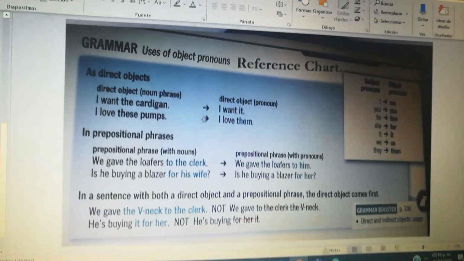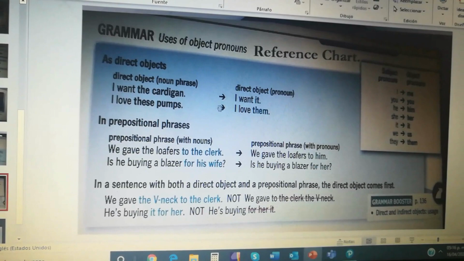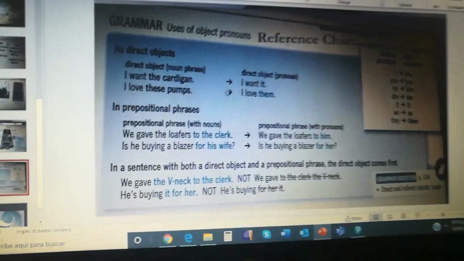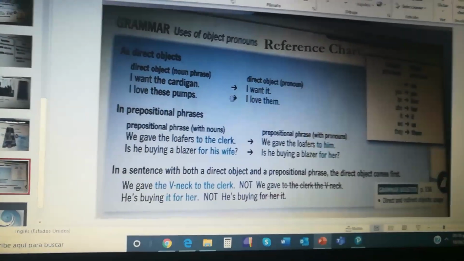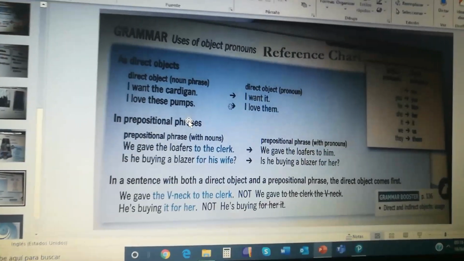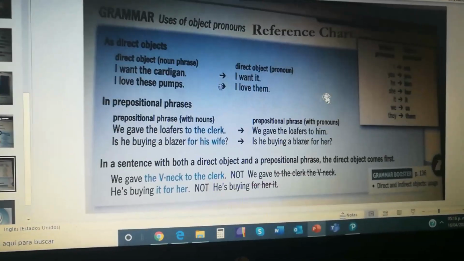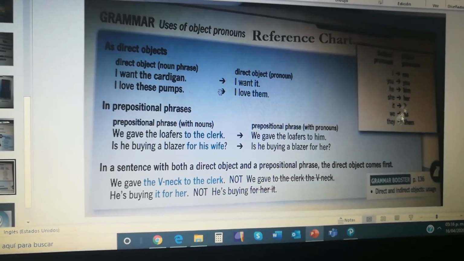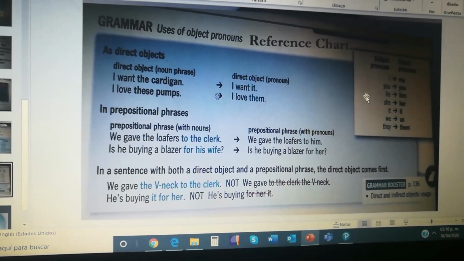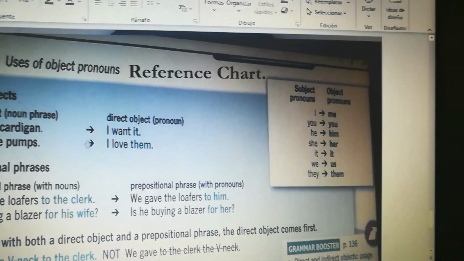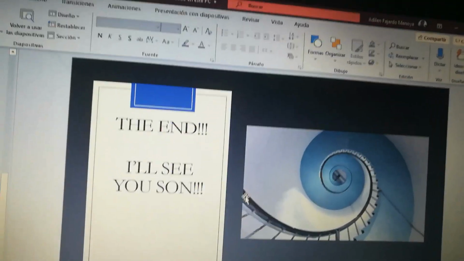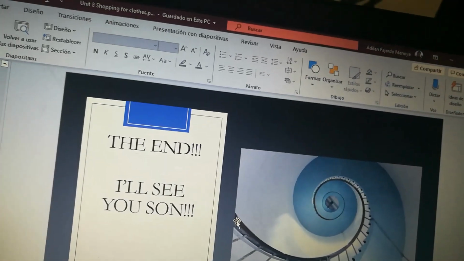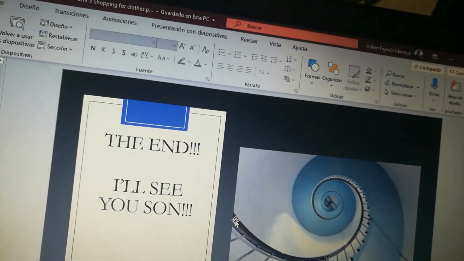And this is another reference chart, which refers to the direct object. This is important because here you study the object pronouns. And you need to remember the subject pronouns, and these are the object pronouns. You studied this in this unit 2, and that's it. Okay, so in this presentation you have a summary of the whole unit.